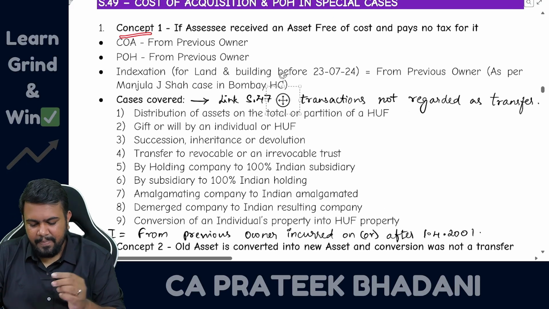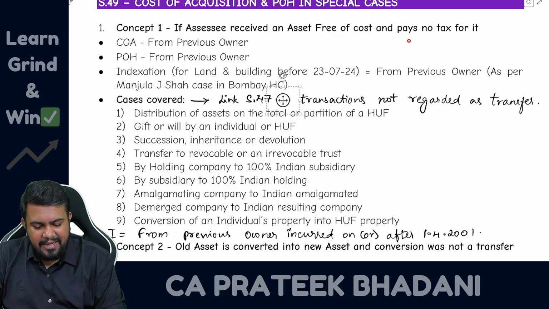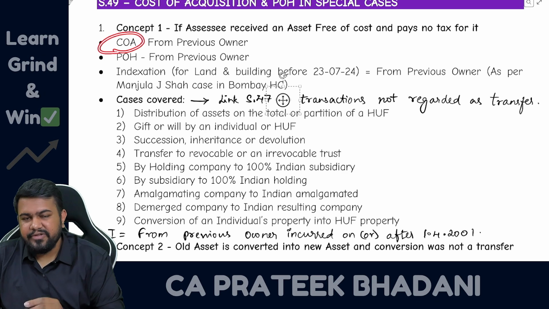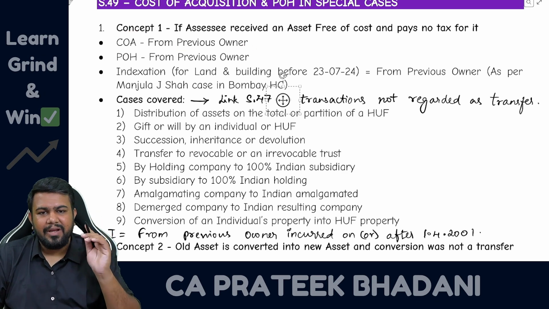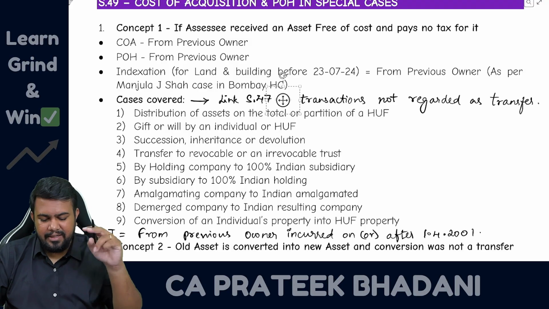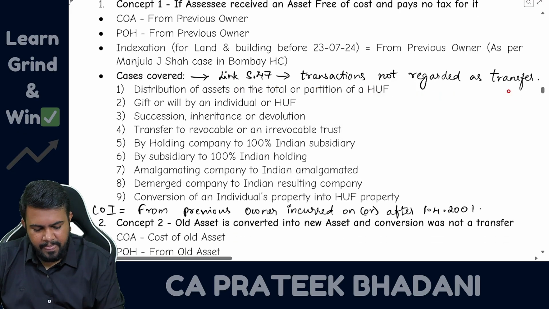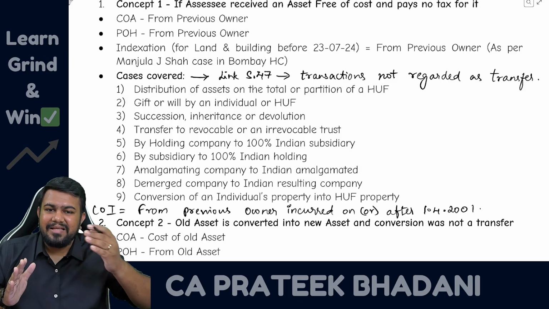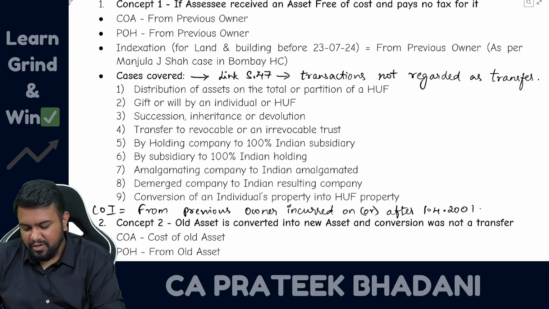First concept Kanna. If assessee has received an asset free of cost, and the assessee pays no tax for it, in such case, the cost of acquisition shall be taken as the cost from previous owner. Listen Kanna, now you link with the section 47 that I taught you in the beginning of this video, that is transaction not regarded as transfer. There what did I tell you? Whenever these transactions are happening that are not regarded as transfer, the Income Tax Act will close its eyes.